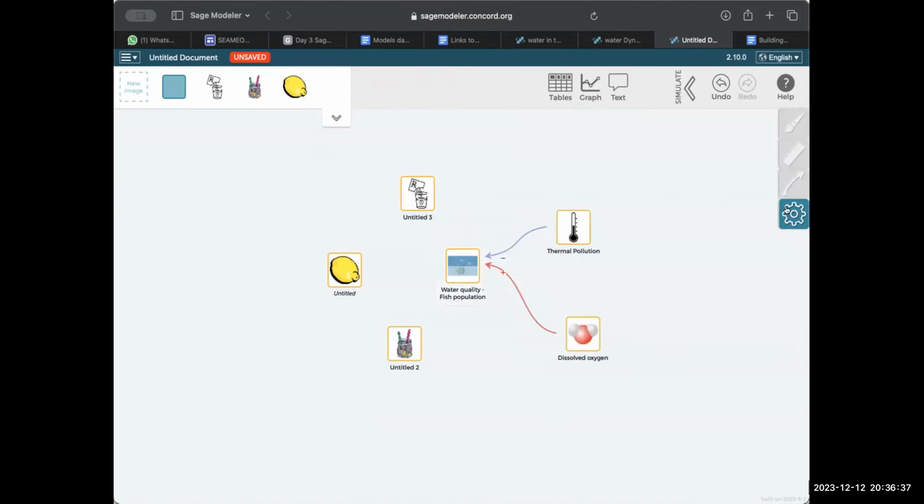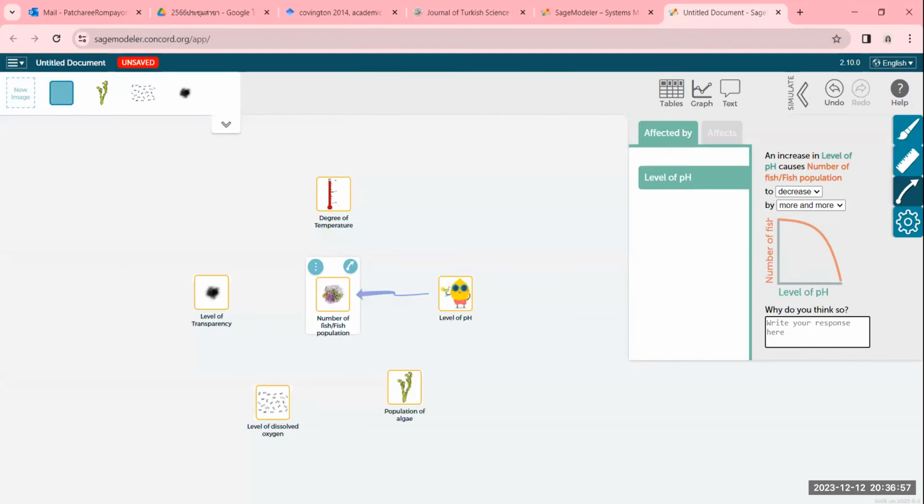So pH. Turbidity. Less fish or... The more level of pH. Less and less.